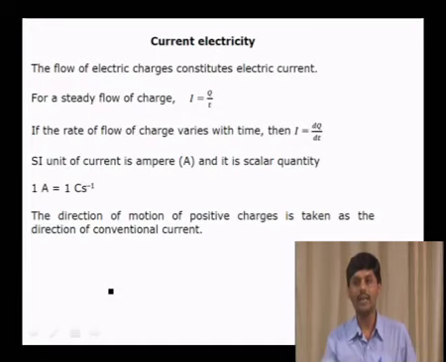See here, current has both magnitude and direction. For the current magnitude, say 2 ampere, the flowing direction can be shown, but still it is a scalar quantity. Why? It does not obey the vector addition rule, so it belongs to scalar quantities. How do you define 1 ampere? 1 ampere is equivalent to 1 coulomb per second. The direction of motion of positive charges is taken as the direction of conventional current.